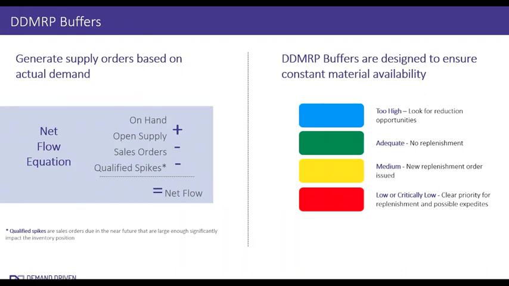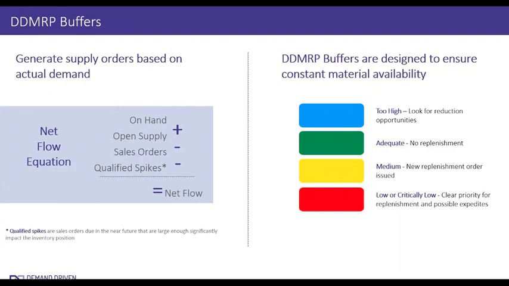For each item, we're going to calculate net flow based off its on-hand inventory, any open supply it has on its way to it, any sales orders or transfer orders or work orders against it that are due today or in the past, and then also any qualified spikes. We'll combine these numbers to calculate our net flow.